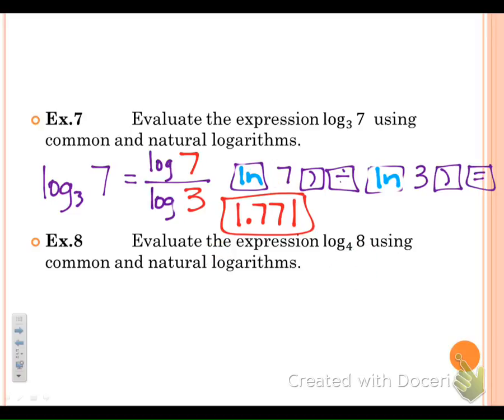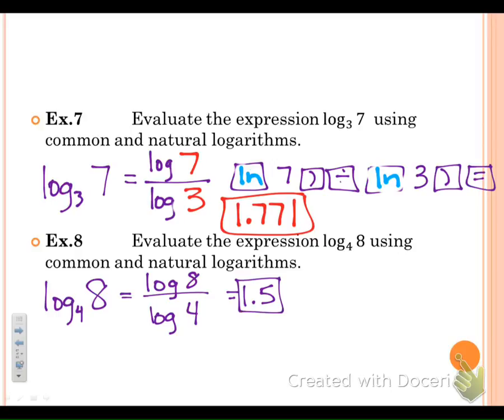We're going to do log base 4 of 8 next. Do that on your own. See if you can match it up. Log base 4 of 8. So we should be getting 1.5. Wait a second, 1.5 exact?